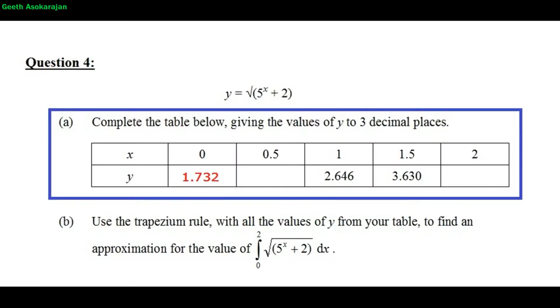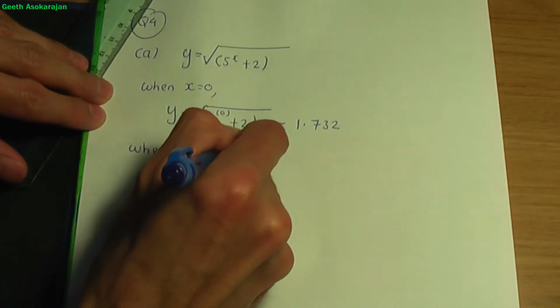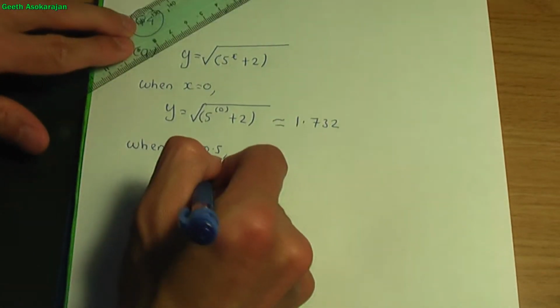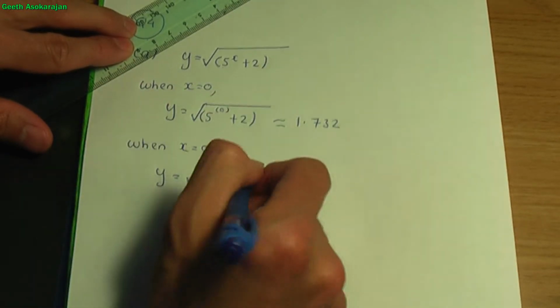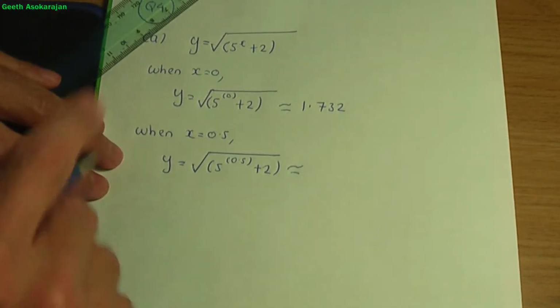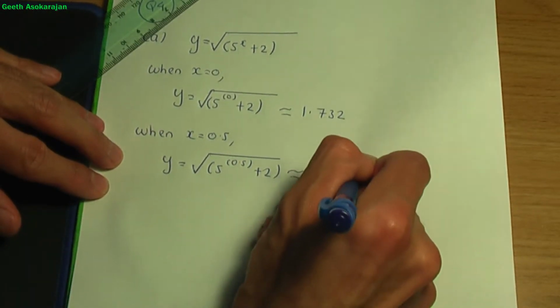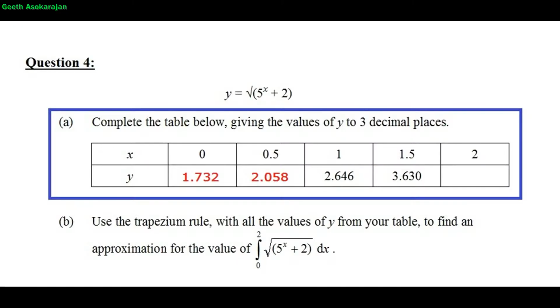Now we have another blank to fill in. We need to fill in the y value corresponding to 0.5 for x. So when x is equal to 0.5, y is going to be the square root of 5 to the power of 0.5, plus 2. And if we calculate that to 3 decimal places, you should have 2.058.